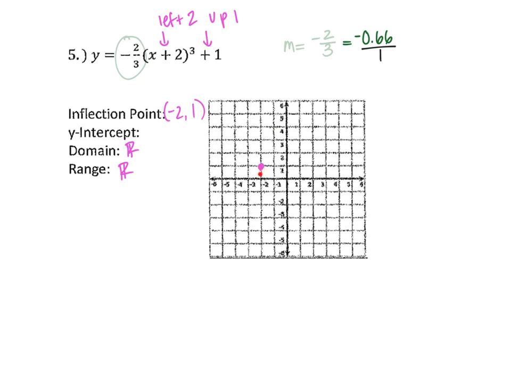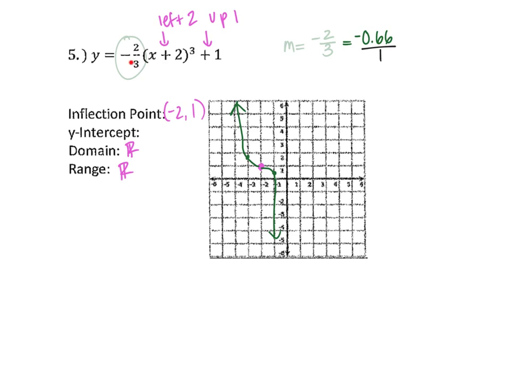So if I go down 0.66, that's about here. And then I have to go over 1. So then my coordinate point would be about right here. And then for the other way, I have to go up 0.66, so barely about 1 unit, and then over to the left, 1 unit. And then I'm going to curve this down and curve this up. And so there I have my cubic graph.